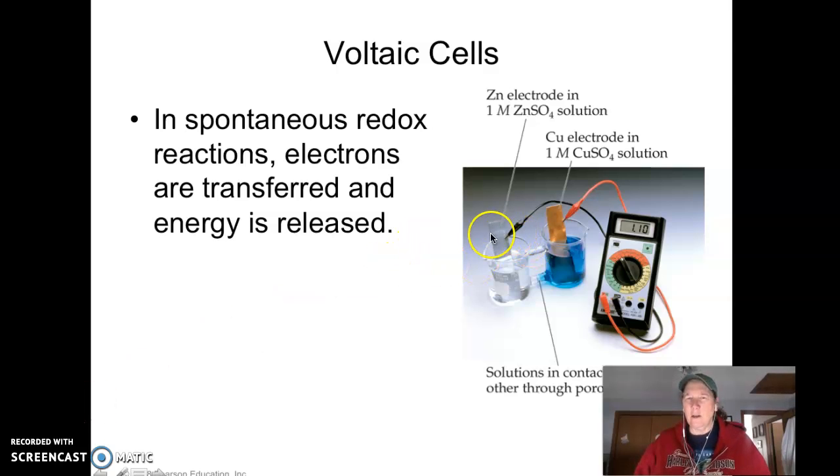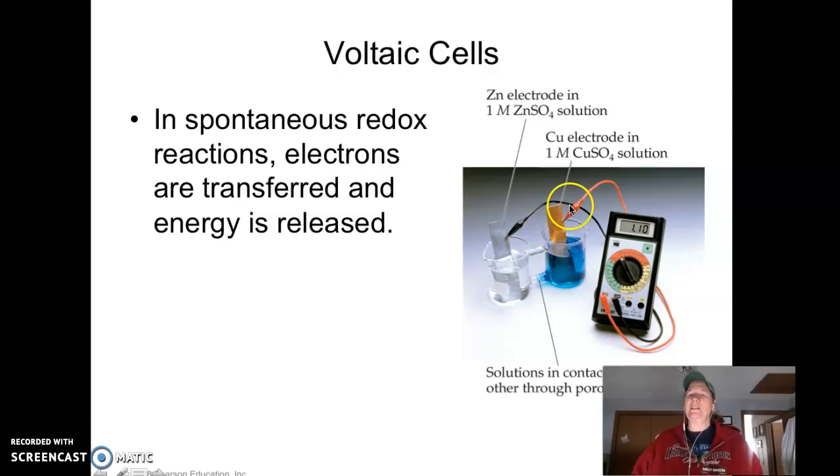You can see here we have a zinc electrode and a copper electrode, and this one's in copper sulfate solution and this one's in a zinc sulfate solution, okay? And the electrons flow from one to the other. You can see here this is a voltmeter that measures it, and see how it says 1.10. Okay, if this is a negative 1.10, you'd need to switch your electrodes. You've got them in the wrong order.